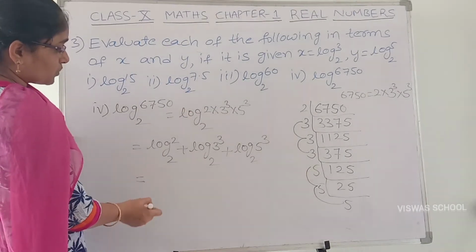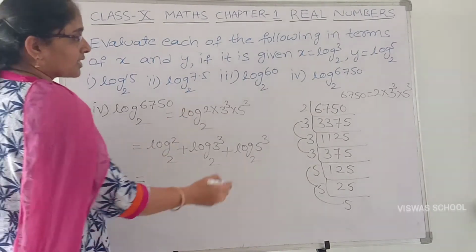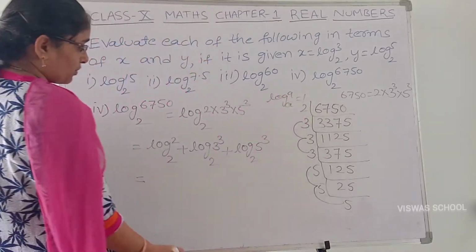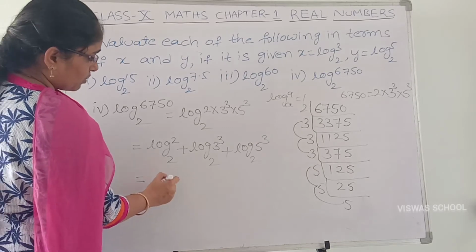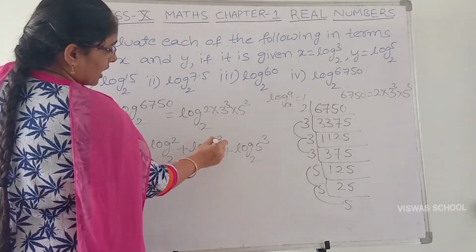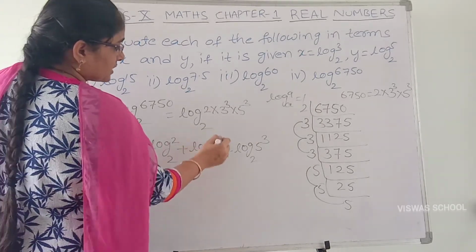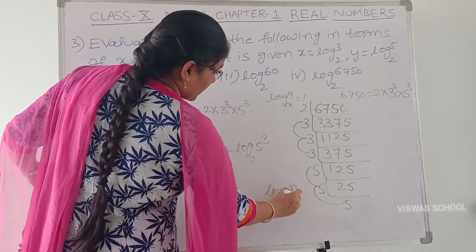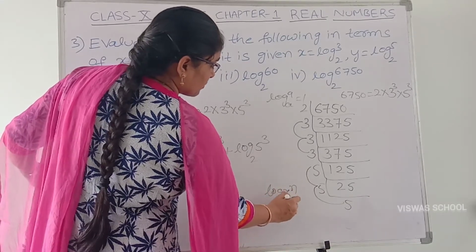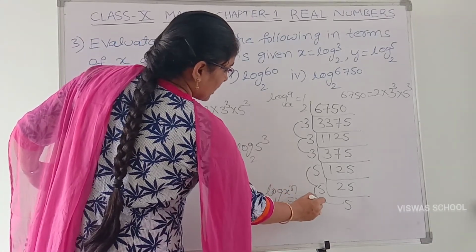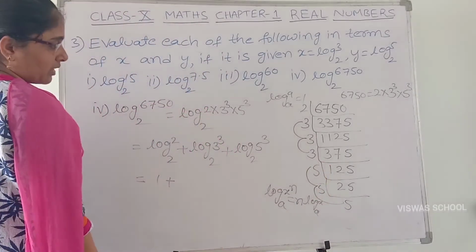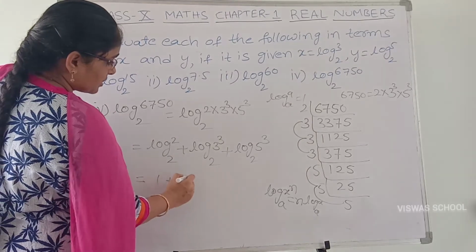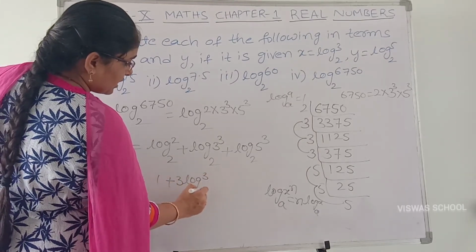Now it is equals to what here? Log 2 base 2. That is, log a base a value is what? It is equals to 1. In the same way it is equals to 1. Now plus log 3 power 3 base 2. Now it is in the form of log x to the power of n to the base a is equals to n into log x to the base a. That is here 3 into log 3 base 2. 3 into log 3 base 2.